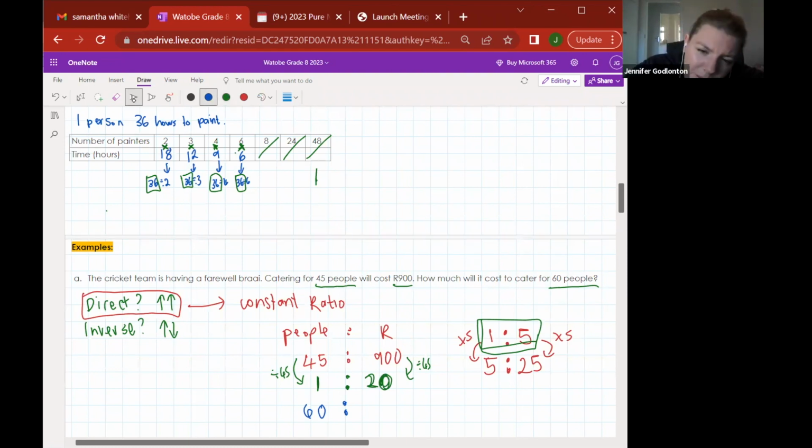Then we're going to think, well, we actually want 60 though. We don't want 1. So what do I have to times 1 by to get to 60? Good. I have to times it by 60. And what we do to one side, we have to do to the other side. So now we're going to say 20 times 60, and that's going to give us 1,200. And that's going to be our answer.